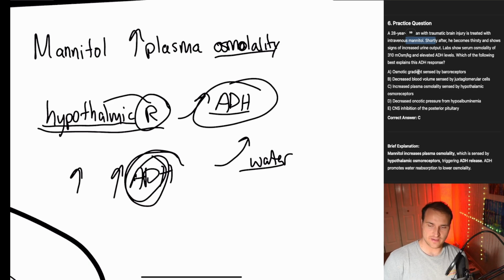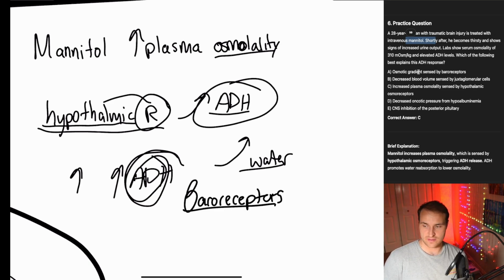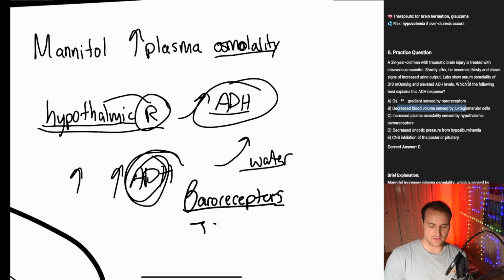So osmotic gradient sensed by baroreceptors. Why is that the wrong answer? Well, baroreceptors, these guys are like the volume pressure sensors, right? So this is not osmolality sensors. Decreased blood volume by the juxtaglomerular cells. Anytime you see juxtaglomerular cells, I want you to think of the RAS system. And so that's just a different system going on here.